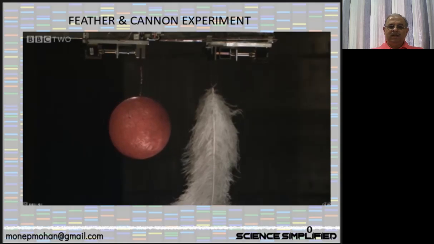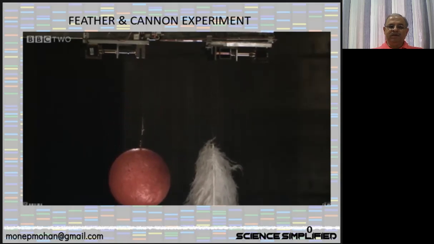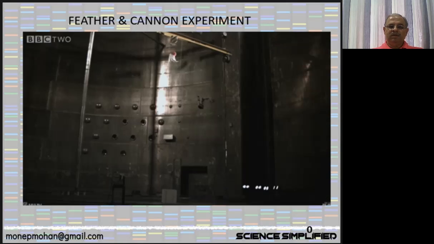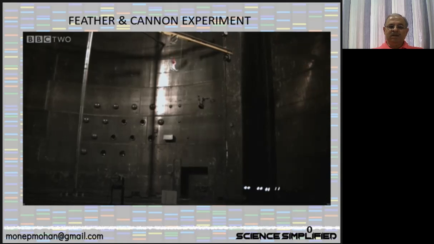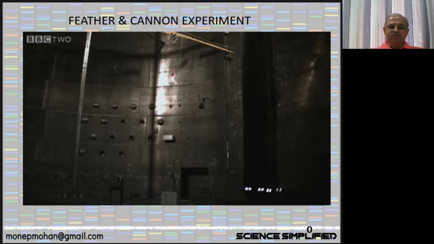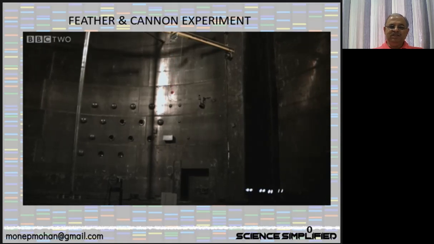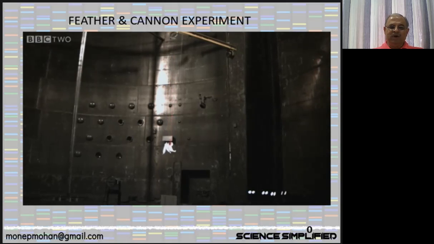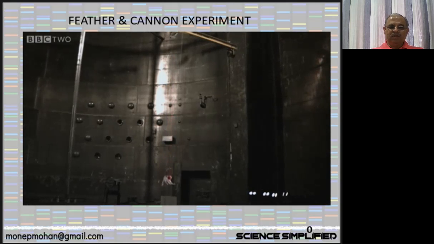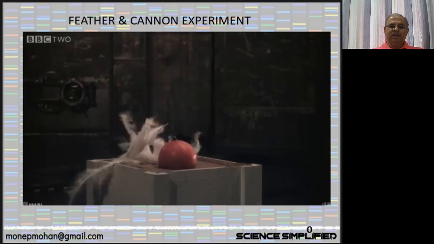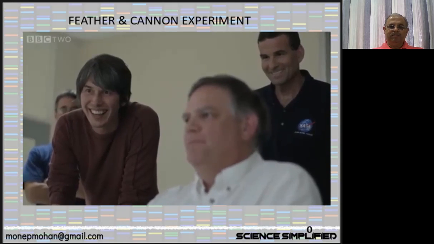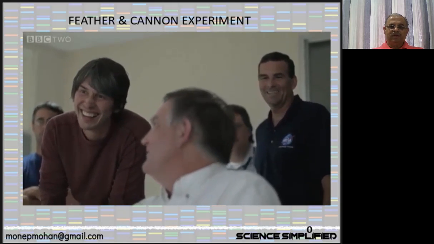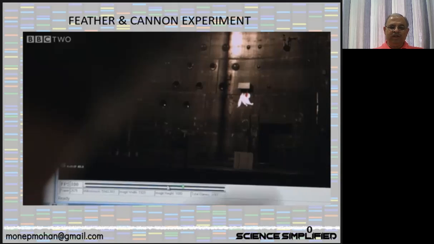Observe carefully. Now both the cannonball and the feathers are coming down at the same speed. This is what we observed, that g is independent of the masses, and this is why both the feather and the cannonball hit the ground at the same time. So this proves that the velocity of a falling body is not dependent on the mass of the falling body.